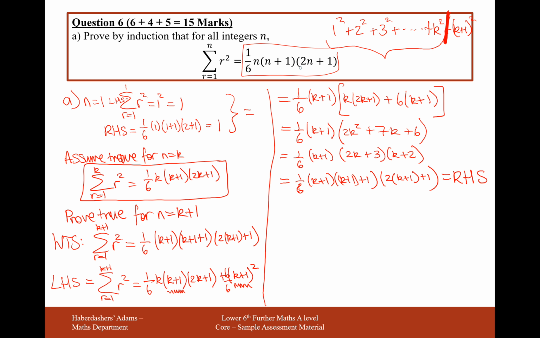Make sure you don't miss out that last bit. This theorem isn't going to work for all numbers n. If you substituted in 3/4, this theorem doesn't work. It's only positive integers n. So make sure you write that in right at the end.